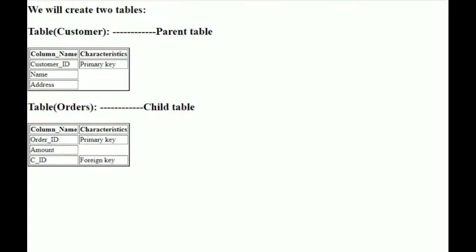First, we will create two tables: the customer table and the orders table. In the customer table there are three fields: customer ID, name, and address, and customer ID is the primary key. In the orders table there are three fields: order ID, amount, and CID. CID is the customer ID that is the same as in the customer table. Here order ID is the primary key and CID is a foreign key that points to the primary key in another table. The customer table is the parent table and the orders table is the child table.